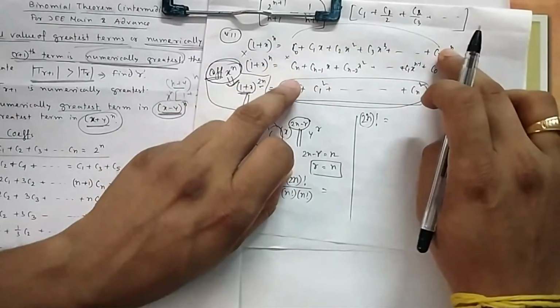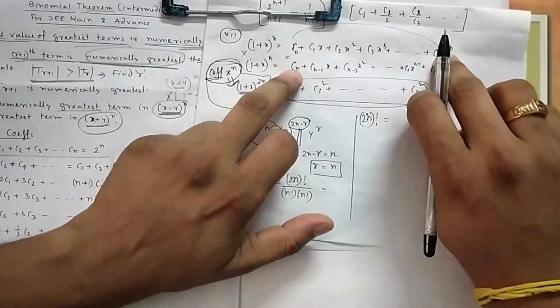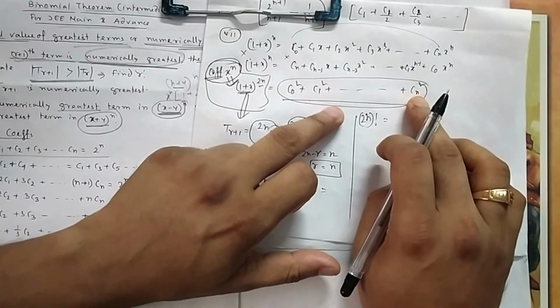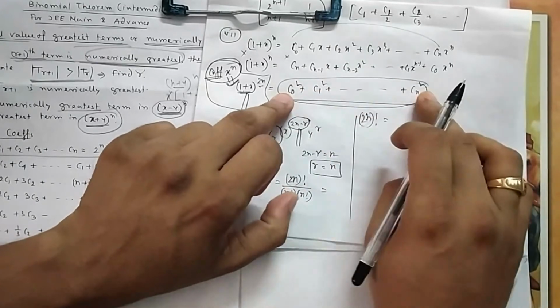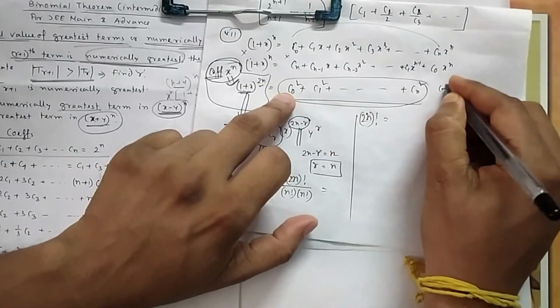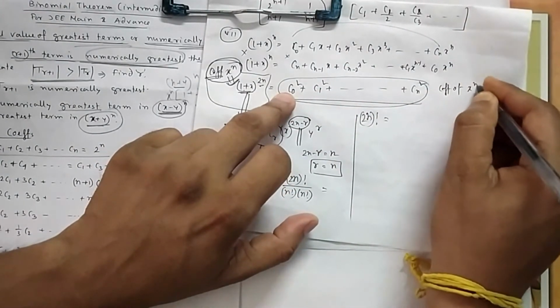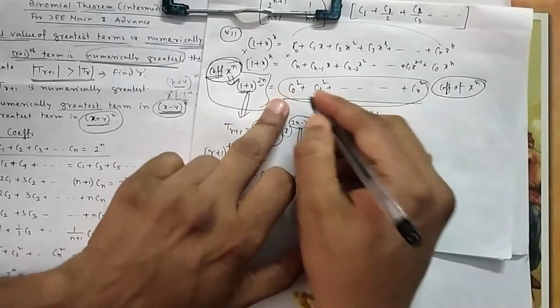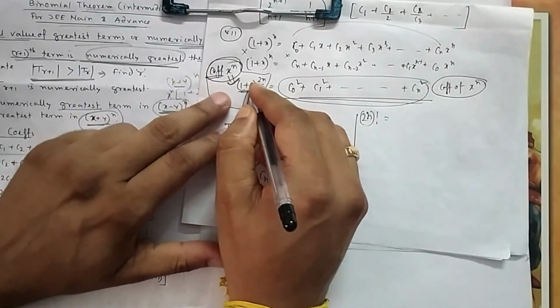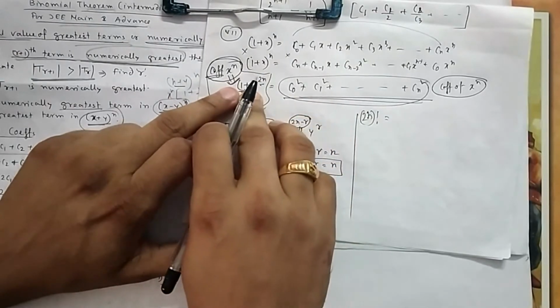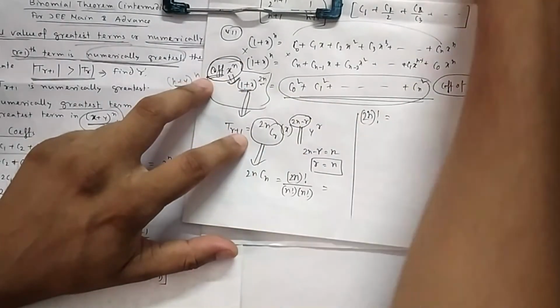Similarly, if you continue with this one, in the last one, cn and cn, when it is multiplied, then you will get the coefficient of x to the power n. So the total coefficient of x to the power n from the right hand side is this one, and from the left hand side is this one. So from here I have to find out the coefficient of x to the power n.